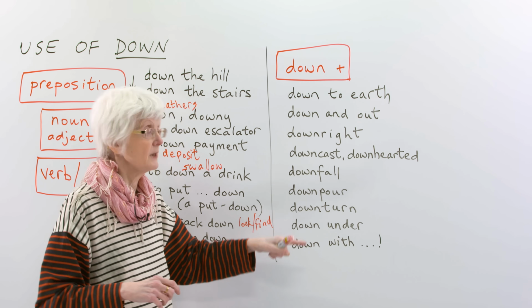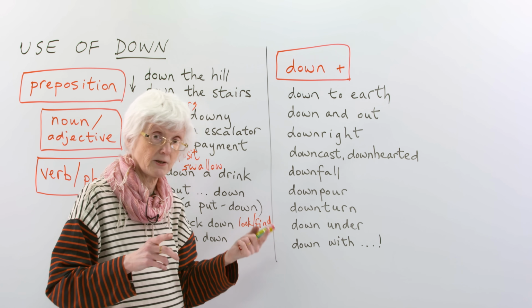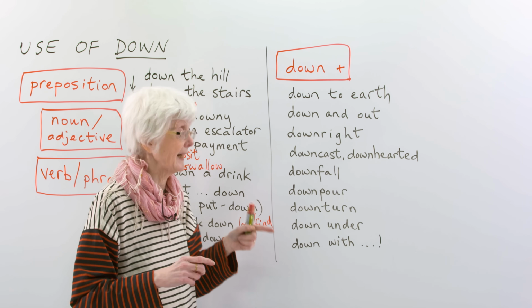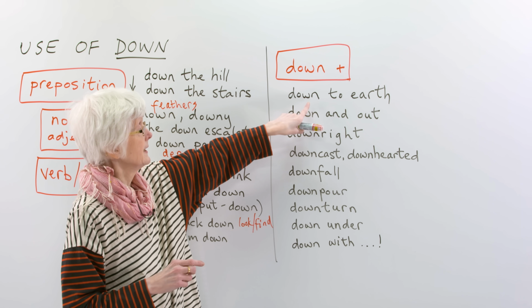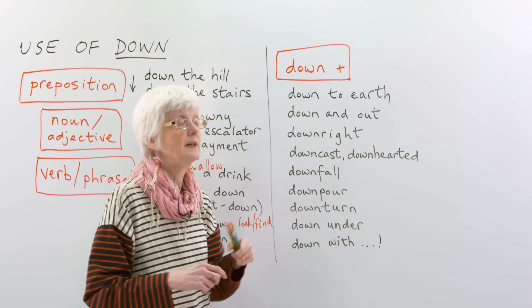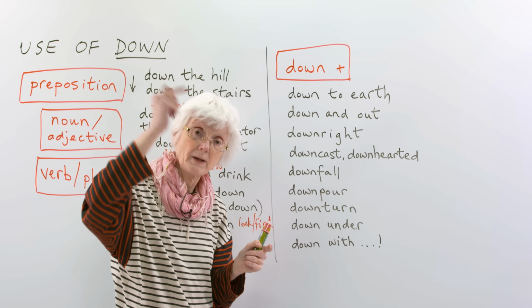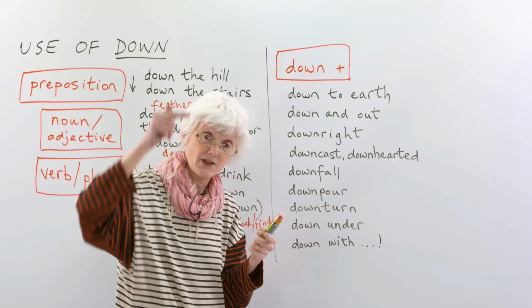These are all words or phrases that include the word down. So down to earth, literally, of course, it means down to the planet, the earth.